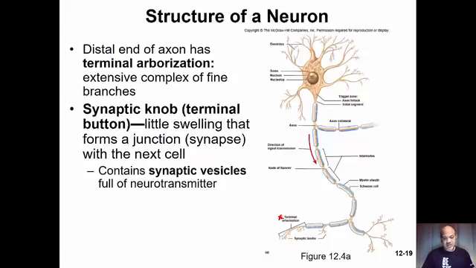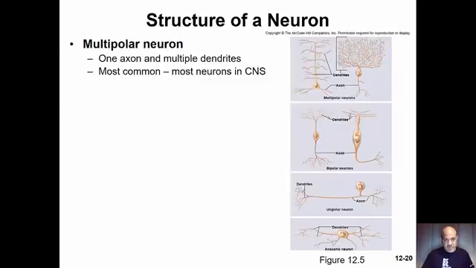And there at the synaptic knob is where you have your synaptic vesicles, which release neurotransmitters, for example, the acetylcholine at the neuromuscular junction. Continuing the structure of the neuron, we have different kinds of neurons. There's the multipolar neuron, which has only one axon but multiple dendrites. This is most common, and most of the neurons in the CNS are multipolar.